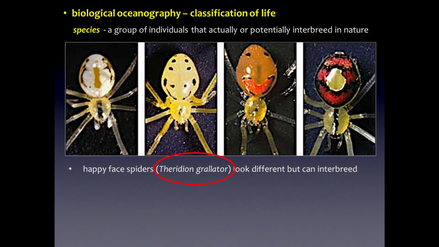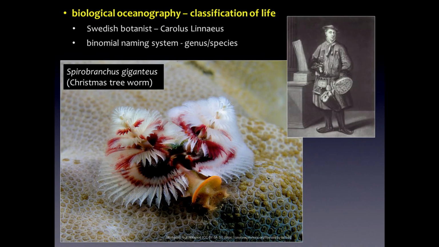Theridion grallator is an example of a scientific name. It's the way that scientists talk about different organisms with each other so everyone is on the same page. And you'll find that every organism on the planet, either marine or living on land, will have a unique scientific name. Who came up with this theory of how we name things or assign a scientific name to an organism that consists of the genus and the species?